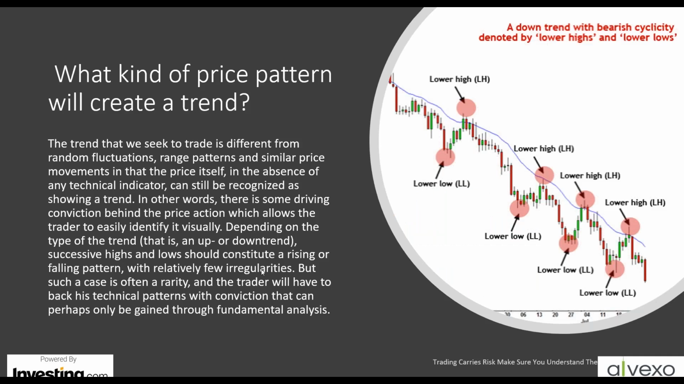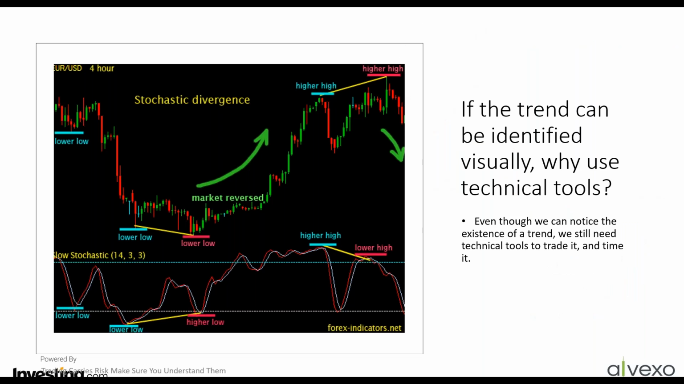So as you see on the chart here on the right, this is in the downtrend. We're making lower highs and lower lows, lower highs, lower lows, lower highs. And I don't need to draw anything on it. We can see it with our eye. So if the trend can be identified visually, why use technical analysis tools? Even though we can notice the existence of trend, we still need the technical tools to trade it and to time it.